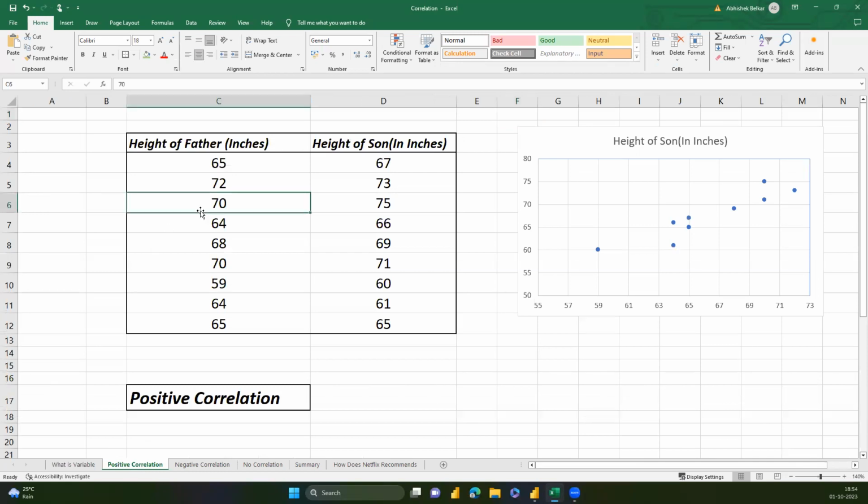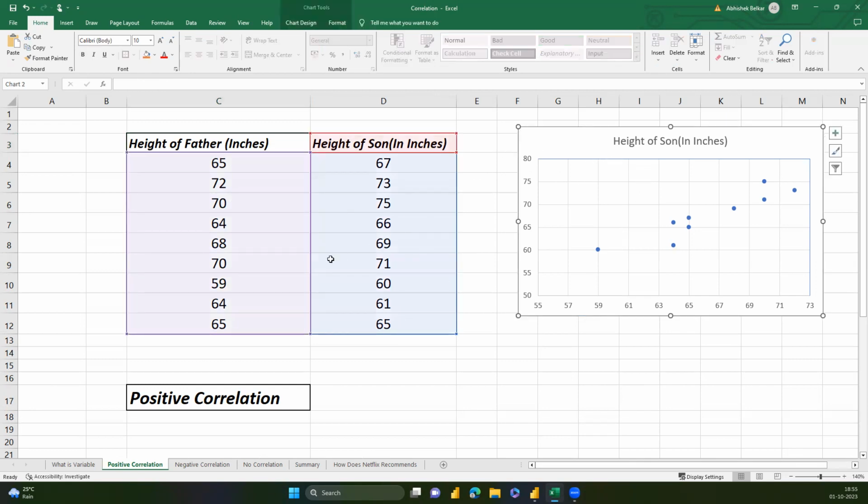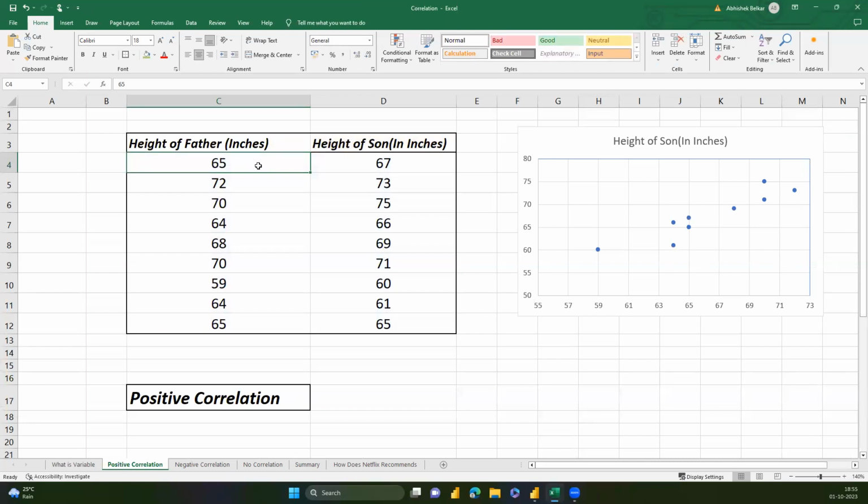So if you plot, let's say, the height of father and height of son in inches, and you have some 10 observations with you, then what you do is plot them on a scatter chart. So over here is the scatter chart based on this data set. And what we can see based on the data points is that as the height of the father increases, the height of the son increases as well.